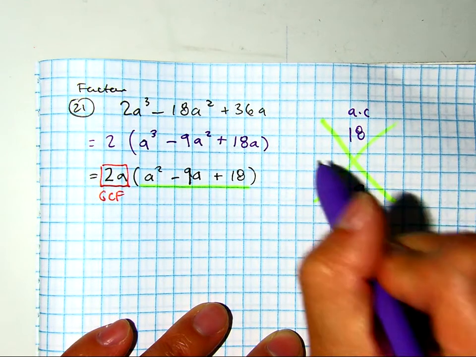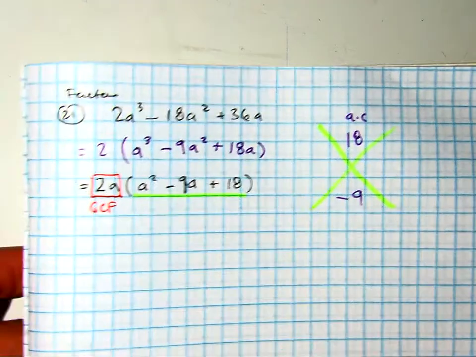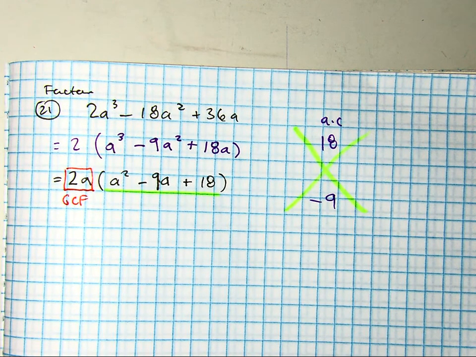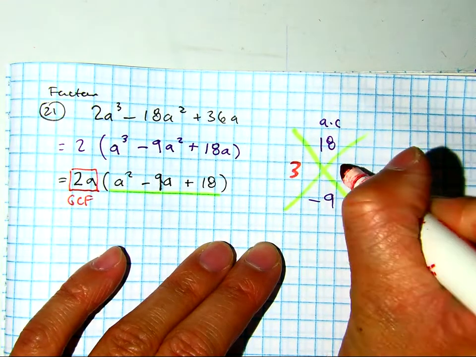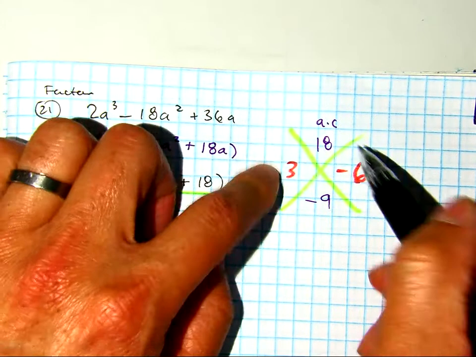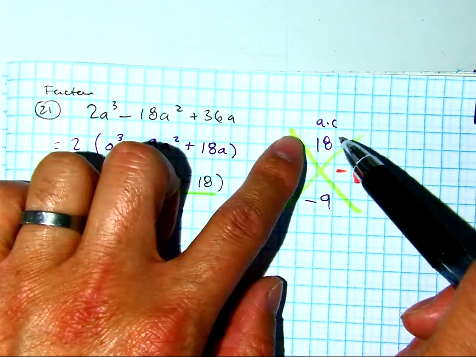Partner A, tell partner B 2 numbers that multiply to be 18 but add to be negative 9. Samantha? 3 and negative 6. So this is kind of like a puzzle, right? Little mental game. 3 times negative 6 is a negative 18. Samantha, do you want to change those numbers?